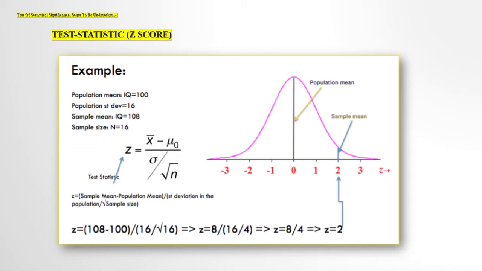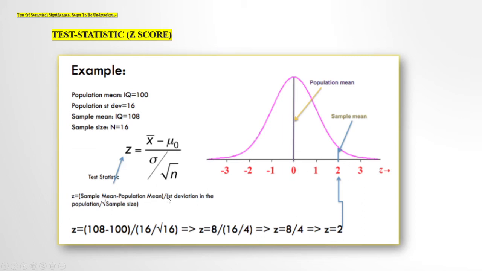Sample mean is 108 and sample size is 16. Suppose we have taken a small sample of 16 people only. So here the value of Z needs to be taken out. You can see it's been represented here, where the population mean is being shown by the central line of this normal distribution. Sample mean is here.